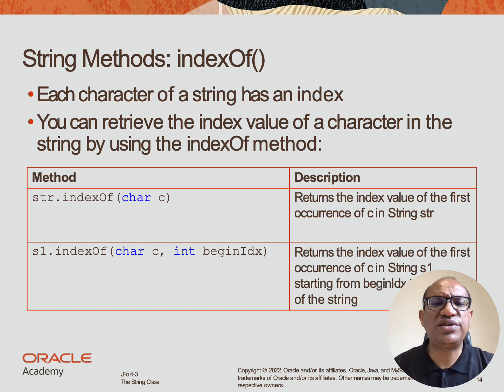Need to find where a certain character is in a string? Use indexOf. int idx = str.indexOf('-'). You can also tell it where to start searching by adding a second parameter.